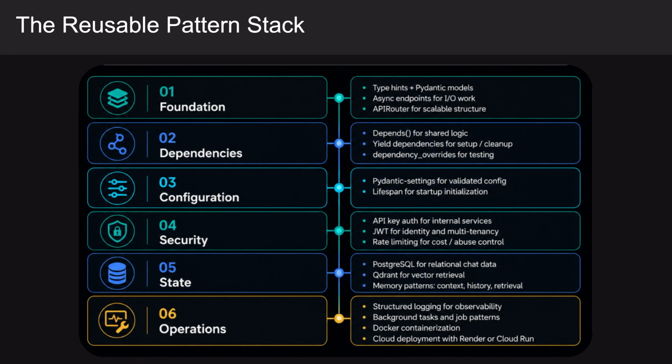Layer 04, security, API keys for internal services, JWT for user identity and multi-tenancy, rate limiting for cost and abuse control. Layer 05, state, PostgreSQL for relational chat data, Qdrant for vector retrieval, memory patterns for conversation context. Layer 06, operations, structured logging, background tasks, Docker containerization, cloud deployment on Render or Cloud Run. Pick any new AI backend project and this stack applies. The tools may differ, the patterns don't.